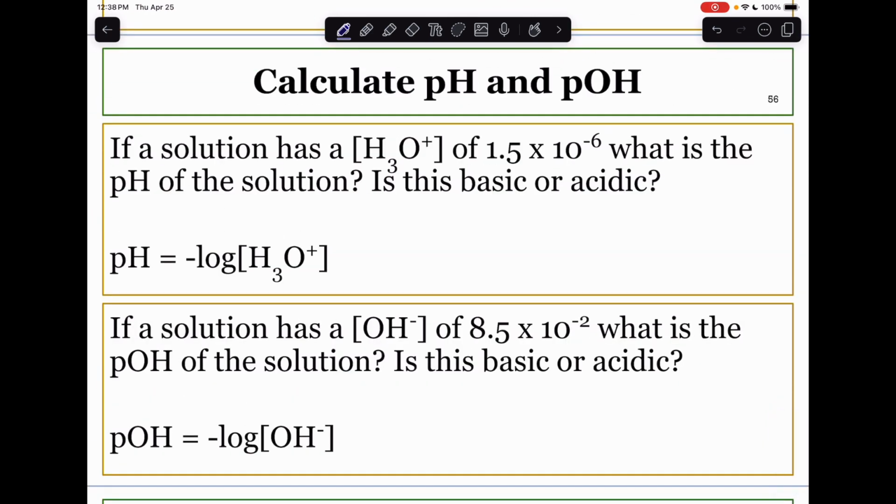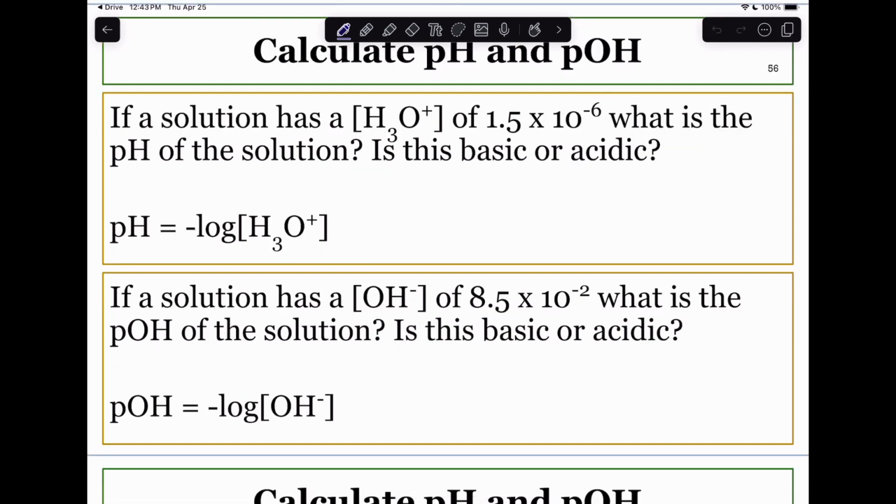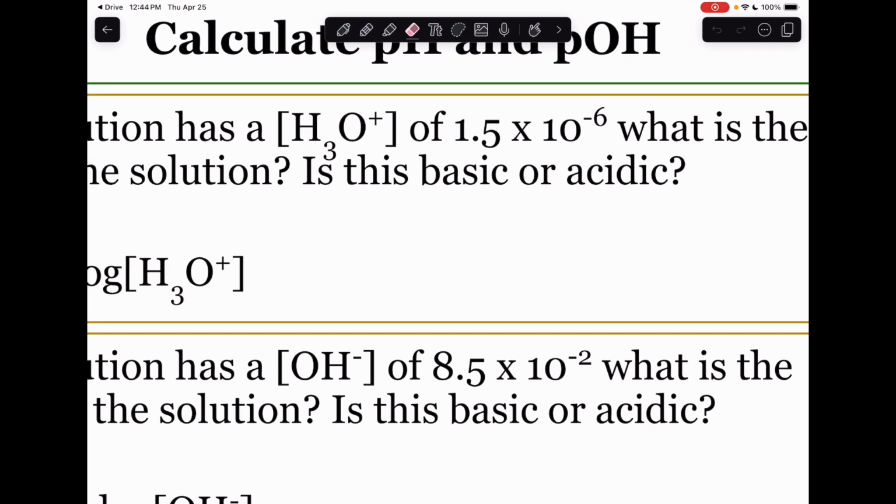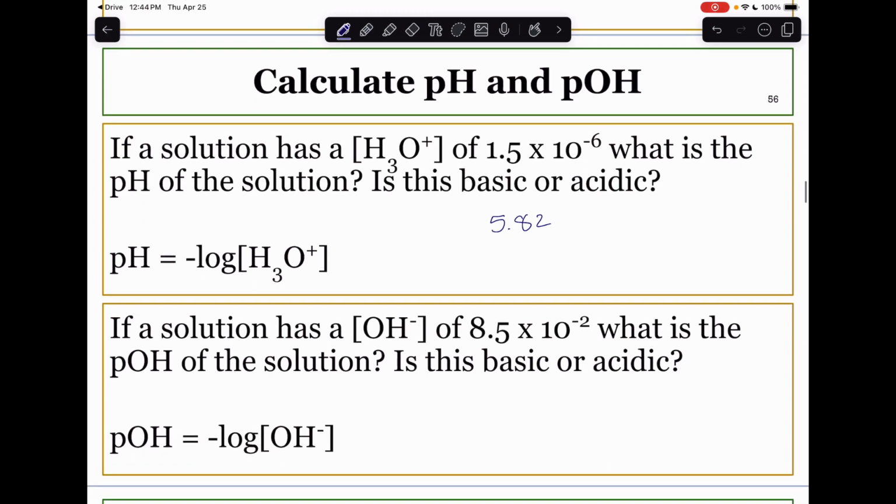If a solution has an H3O+ concentration of 1.5 times 10 to the negative 6, what is the pH of the solution? And is this acidic or basic? In order to calculate this, we need to take the negative log of the H3O+ concentration, which is the 1.5 times 10 to the negative 6. When we do this, we get an answer of 5.82. This is below 7 on the pH scale, so this is an acidic solution.